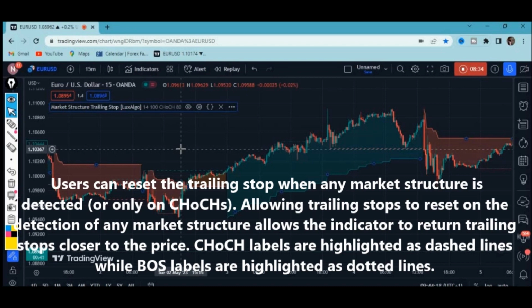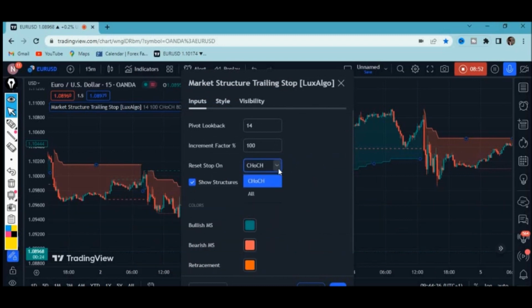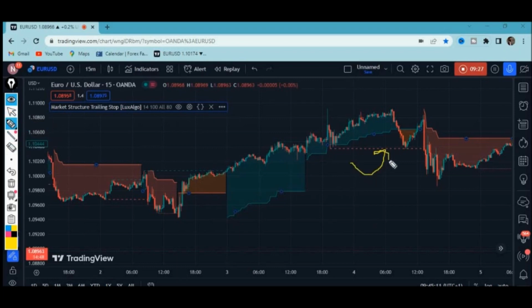You understand me? So allowing trailing stops to reset on the detection of any market structure allows the indicator to return trailing stops closer to the price. So when you reset stop on change of character to be all, this will allow the indicator to return the trailing stop closer to the price. So change of character is highlighted in dashed lines, while break of structure labels are highlighted with dotted lines. So the dashed line is what we call the change of character. You can see it very, very clearly, but the dotted line, this is what we call break of structure. But remember as well, we have false break of structure.